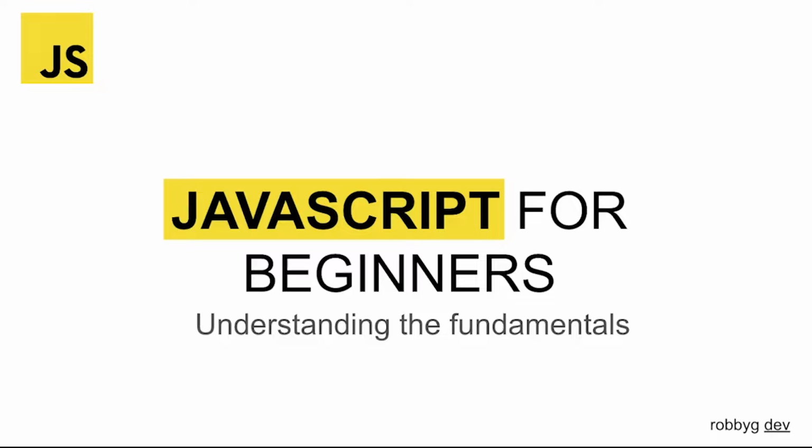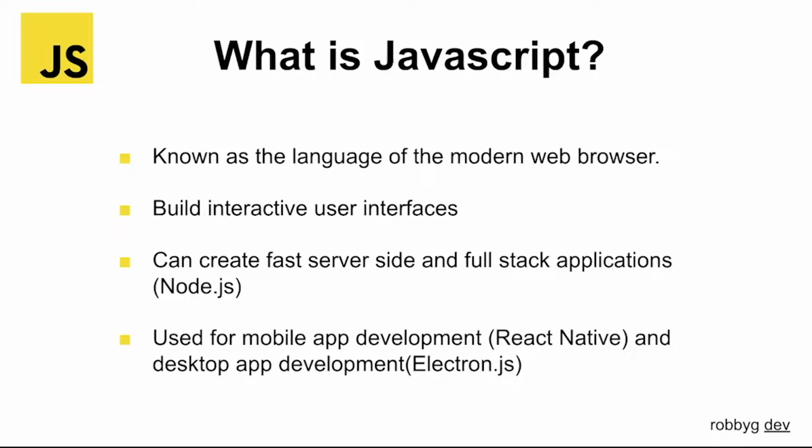I'm Robbie G. I'm a self-taught web developer from Melbourne, Australia, and today I'm going to be teaching you the fundamentals of JavaScript for beginners. So, what exactly is JavaScript? Well, JavaScript is known as the language of the modern web browser. It's powerful, it's flexible, and it's fast, and it's used to create interactive user interfaces. It can update content dynamically. It can control different types of multimedia, animate images, handle user input, buttons, and so many other things.